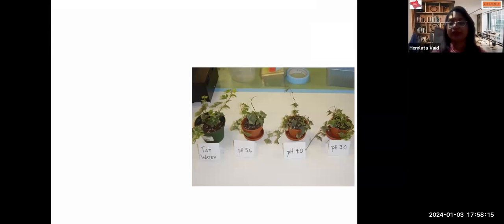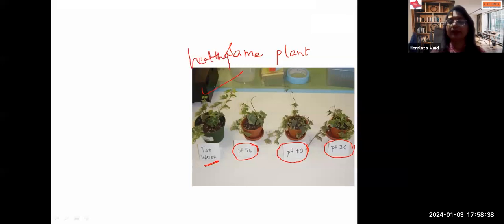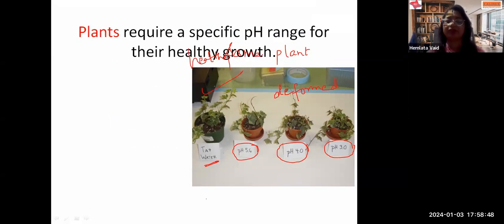Now this diagram is very clear. It is showing a species of plant growing in different pH of water. This is the tap water. This is acidic with pH 5.6. This is more acidic with pH 4. This is highly acidic with pH 3. You can see out of all, only this one seems to be healthy. Others are not growing well. They have a deformed kind of growth. So this is not the proper growth. It is because of different pH value.